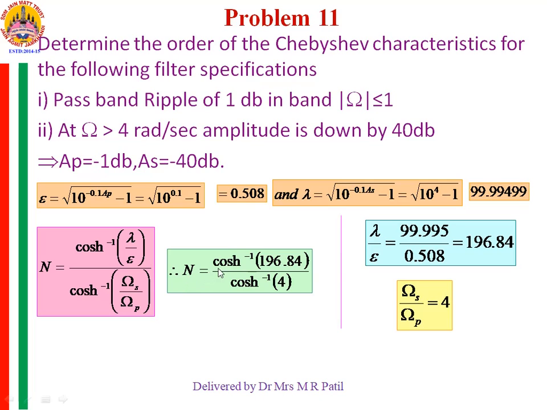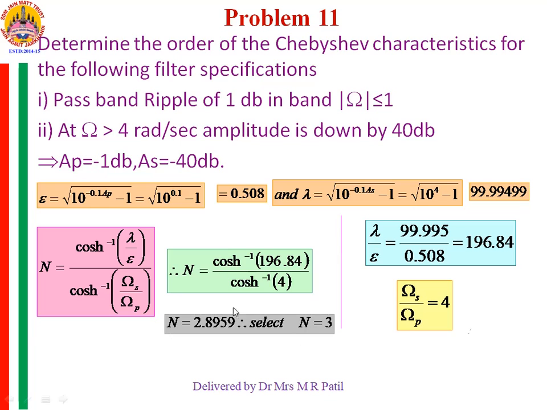So n is equal to cosh inverse 196.84 divided by cosh inverse 4. So use your calculator and compute the value of n and tell me this value. 2.895. How much? 2.895. So we have to select n equal to 3.